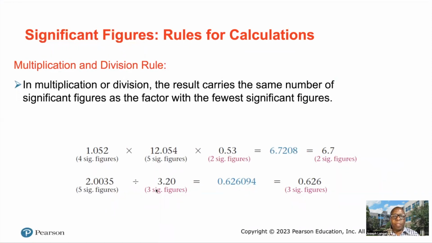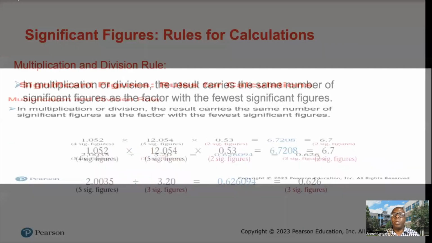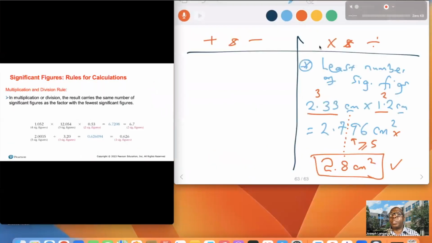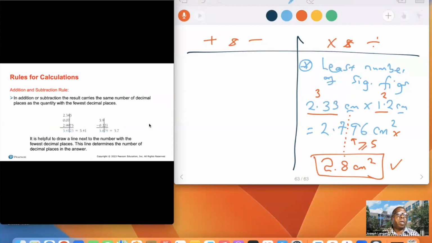It also applies to division. This has 5, this has what? This has 3. The final answer should be 3 significant figures, just to give you what's going on in terms of division and multiplication. Look at the what? The least number of significant figures. That's what you need to remember. And let's see, are we going to the next? Yes, addition and subtraction. Here, you look at the least number of places of decimal.